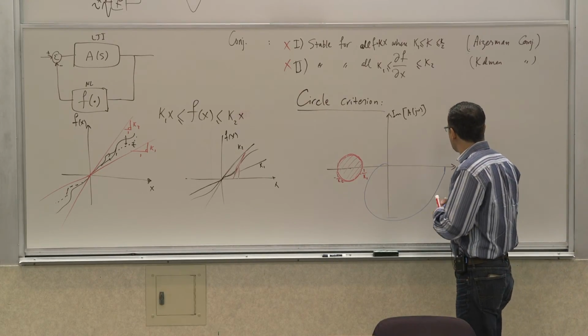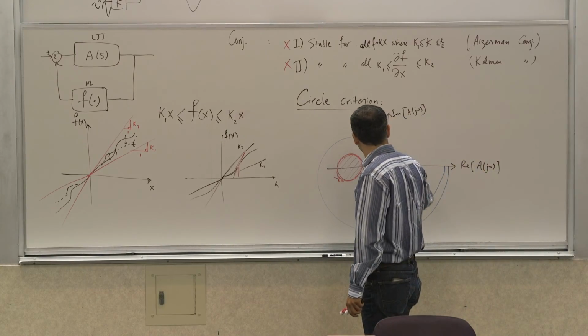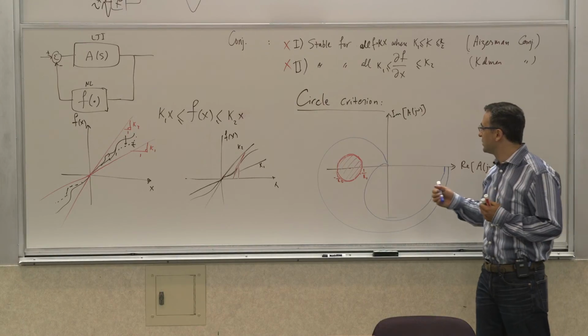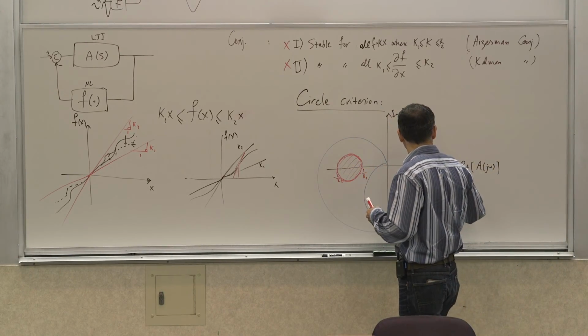So now, let me just show you another example. How about this? Is this a stable system? No, right? Because what you see here, you have one encirclement of this thing. How about something like this?